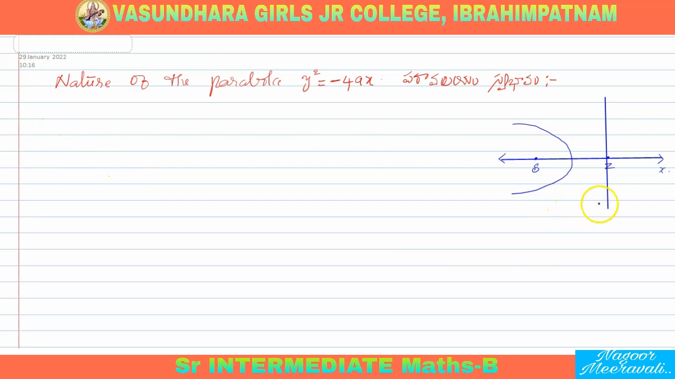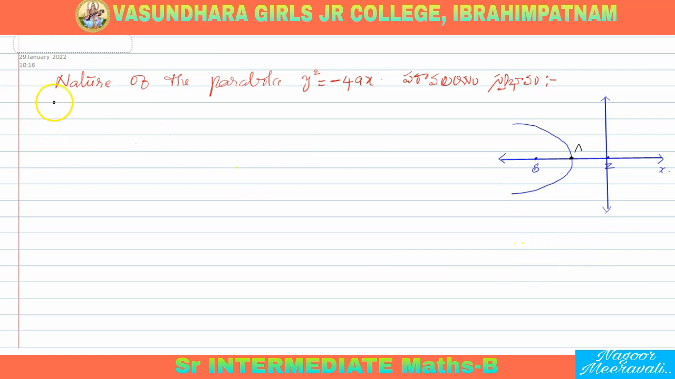So what is the difference between them here? This is the vertex. If you observe here, the focus is on the left side of the vertex in this diagram. In the previous parabola, the focus is on the right side of the vertex. That means the curve is like that for y square is equal to 4ax. Now if y square is equal to minus 4ax, the curve is like that. So they are the properties.